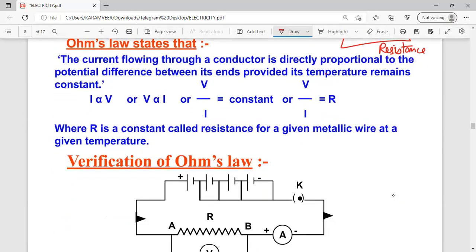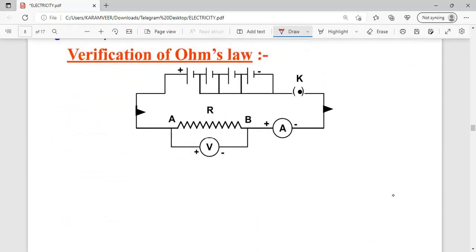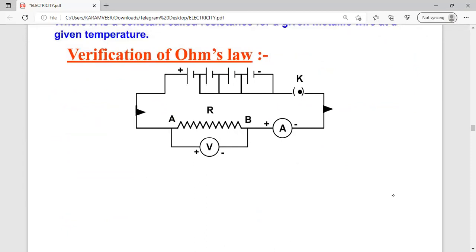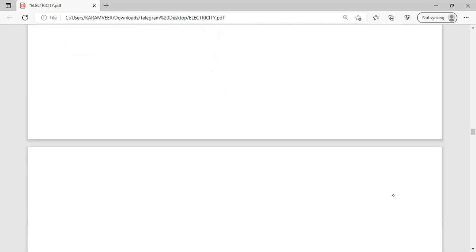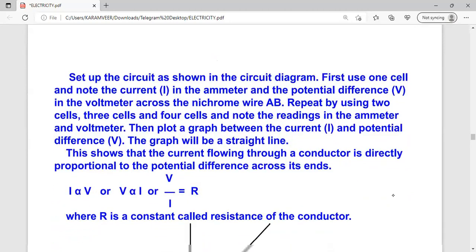What is resistance? Resistance is basically the obstruction to the flow of current. Obstruction means rukawat. And next is verification of Ohm's law. You have cells, key, resistor between A and B, potential difference V, ammeter. So set up the circuit as shown in the circuit. First use one cell and note the current and potential difference. Repeat by using 2 cells, 3 cells, 4 cells. Then we have to plot a graph.